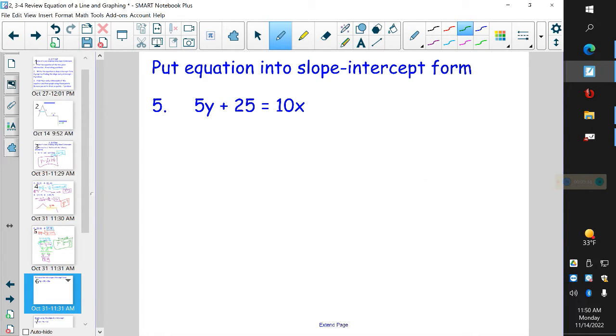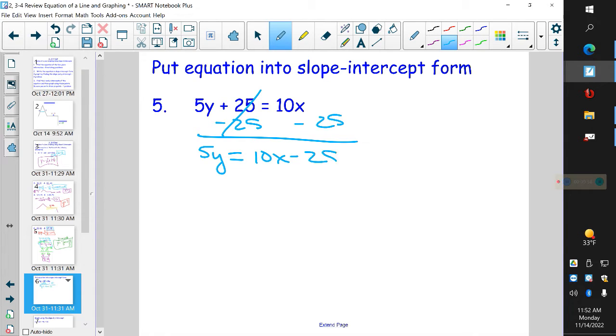Okay, put the equation in slope-intercept form. What does that mean? Y equals mx plus b. You've got to solve for y, so do that. Okay, what do I do first to solve for y? Subtract 25. Subtract 25 is correct. So I have 5y, the 25's cancel out, and 10x minus 25 is what I have left.